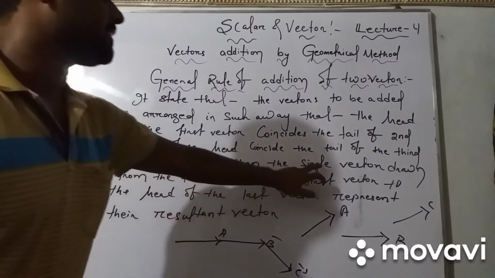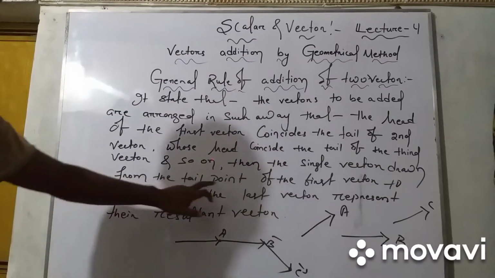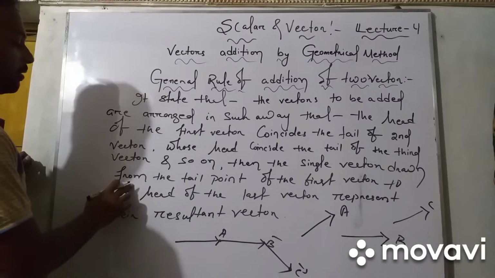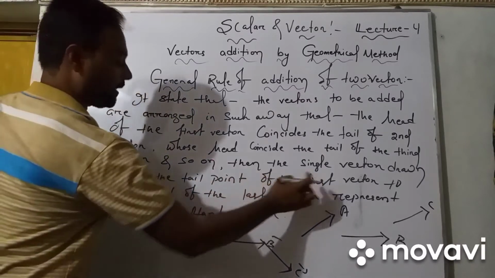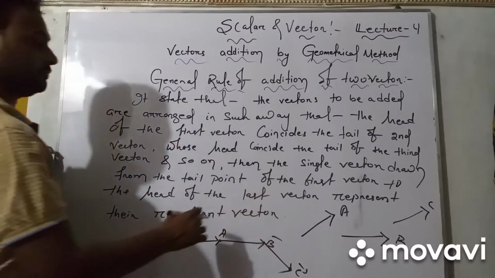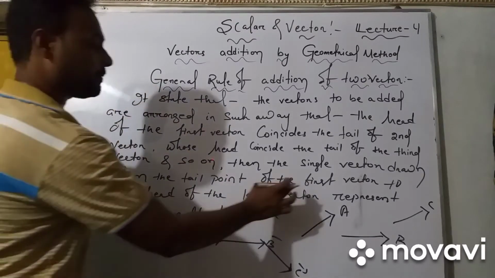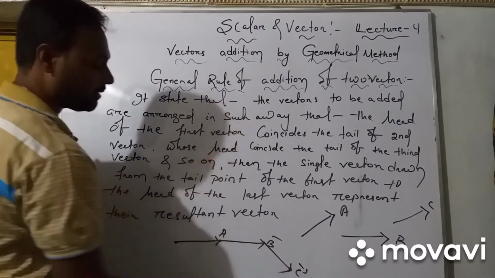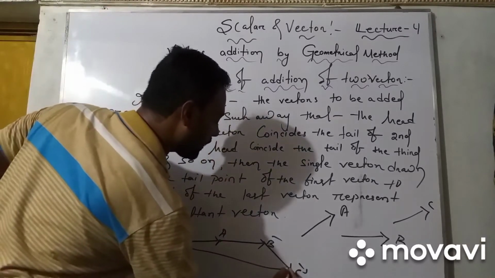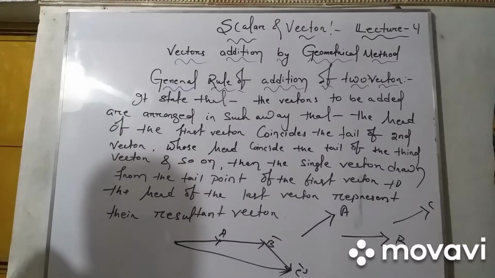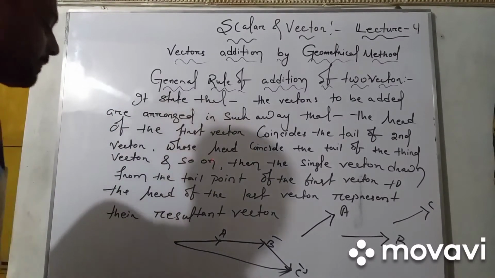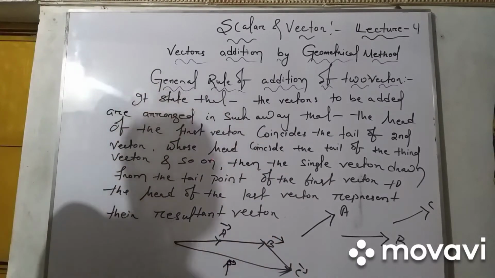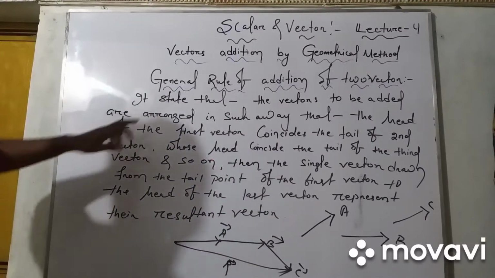Then the single vector drawn from the tail point of the first vector to the head of the last vector represents the resultant vector. We call it the resultant vector.